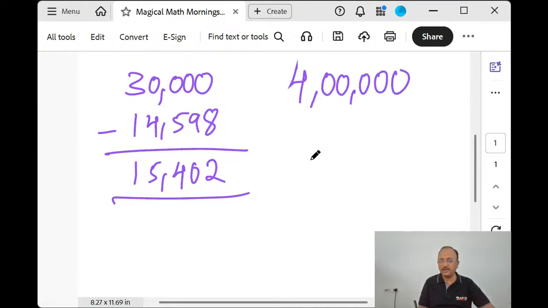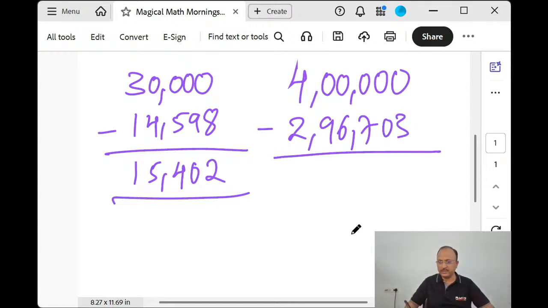4 lakh minus 2,96,703. Do this. Just quickly, how fast we can write, you can think out, because when I'm explaining it's taking more time.